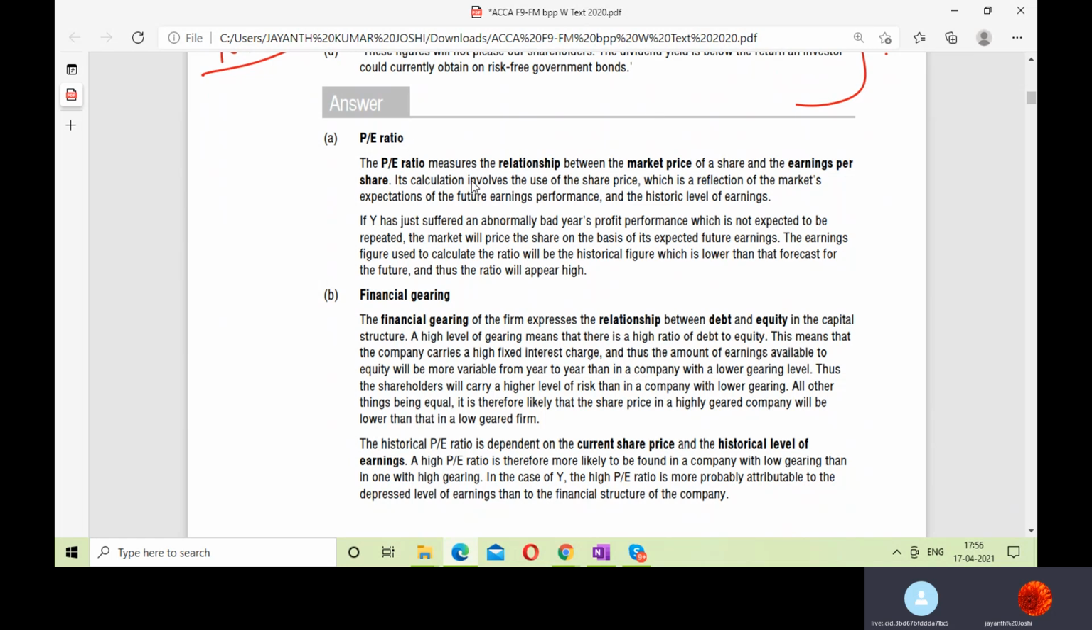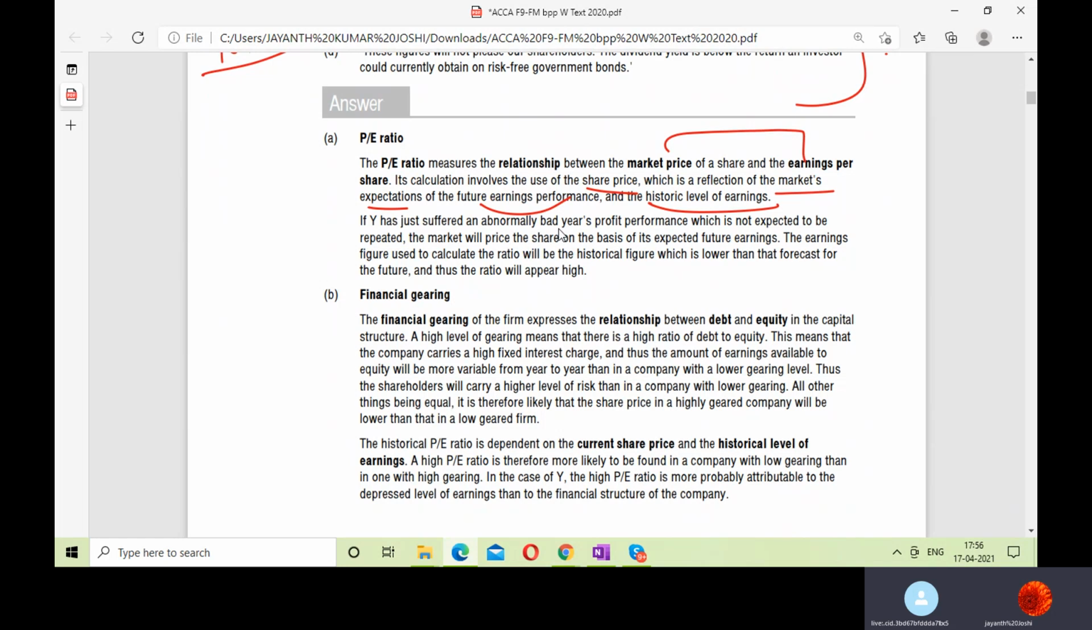The P/E ratio measures the relationship between market price and EPS. Its calculation involves the use of share price, which is a reflection of market expectations. Of course, share prices go high because of demand and supply forces, and based upon some news: some acquisition, or they are going to get a good government contract, or future performance is going to be good. Those are the estimations because of which share prices go high, correct? And even the historical level of earnings motivates people to buy more shares.